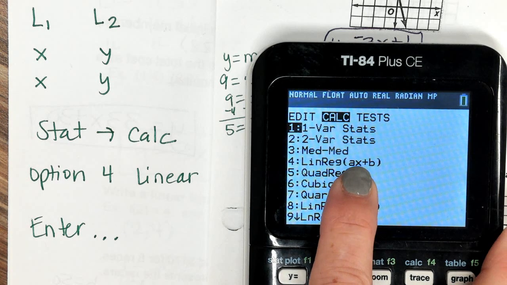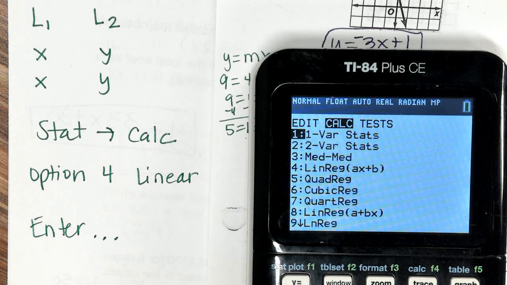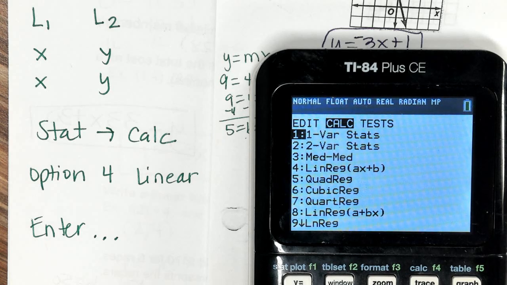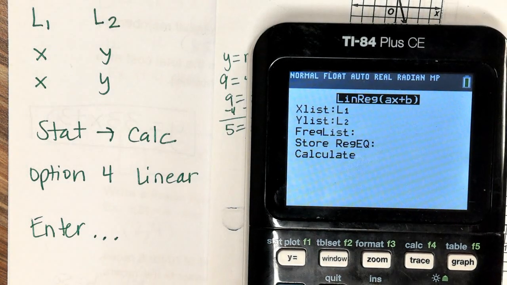And look at the form. Do you see what it says? AX plus B, which is MX plus B. I don't know why the calculator calls it A, but they do. So that's the option you choose. So just push number 4, and this screen is going to pop up.